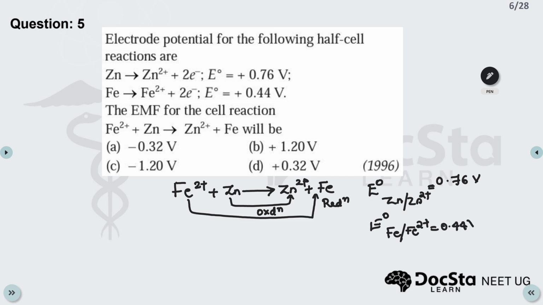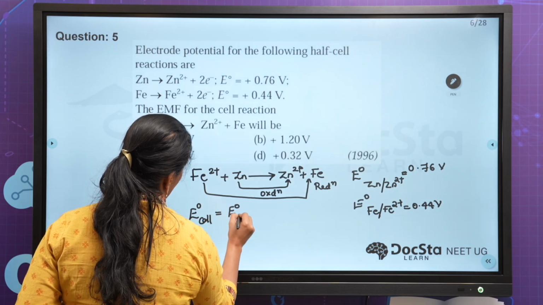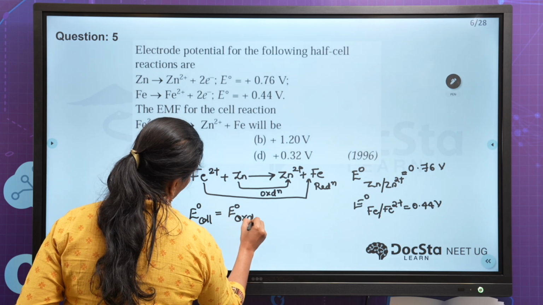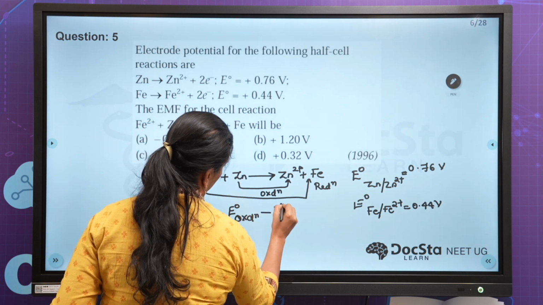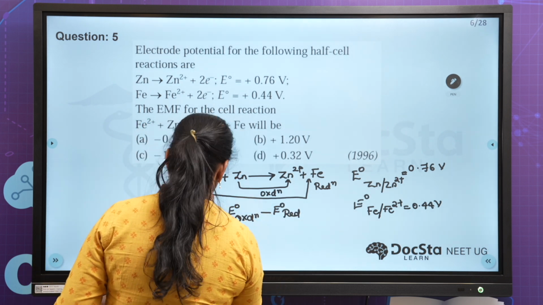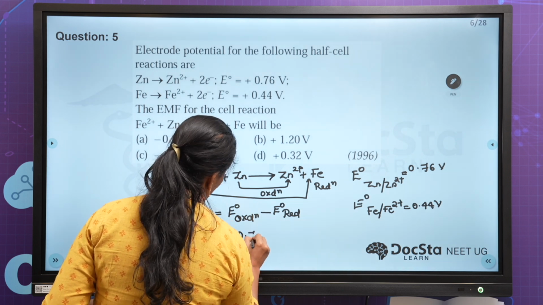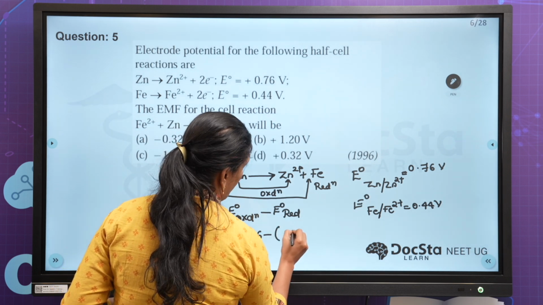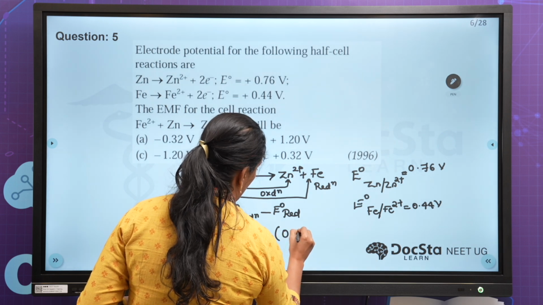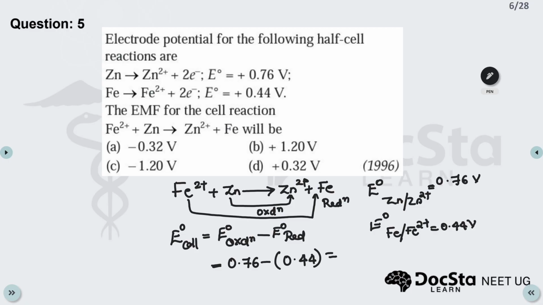0.44 volt. Now you can apply the direct formula, that is E0 cell is equal to E0 oxidation potential minus E0 reduction potential, isn't it? So this value is 0.76 minus the value of reduction potential, which is 0.44 volt. So this finally comes out to be 0.32 volt. So the correct answer regarding this question is option D, 0.32 volt.